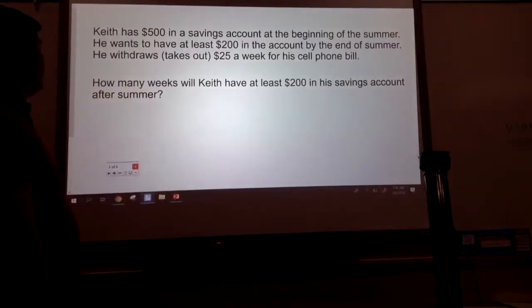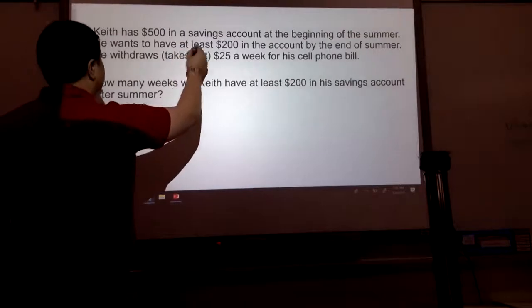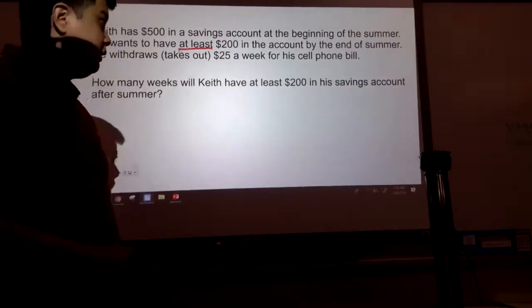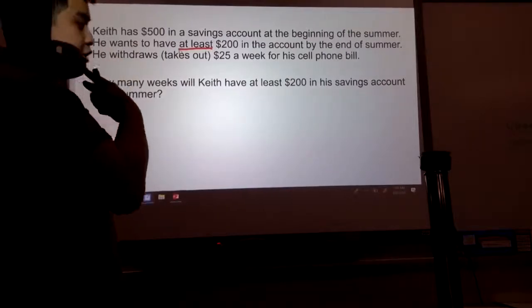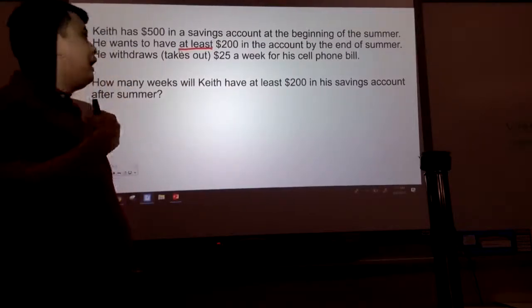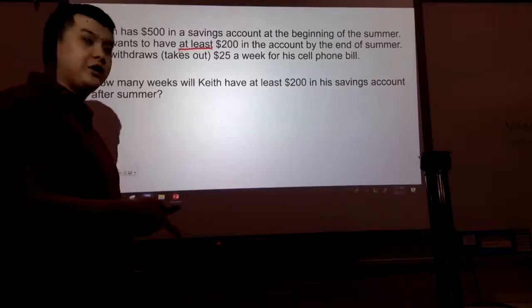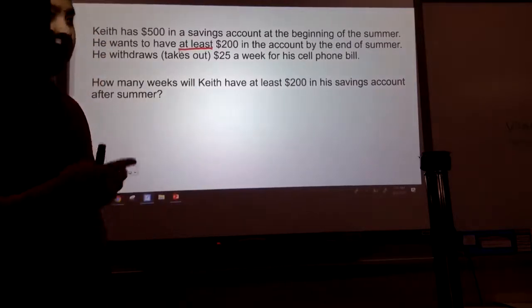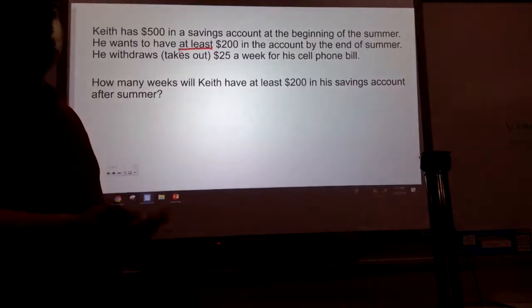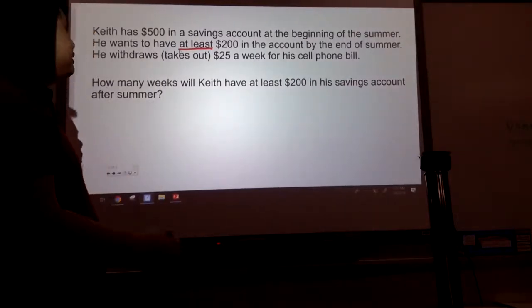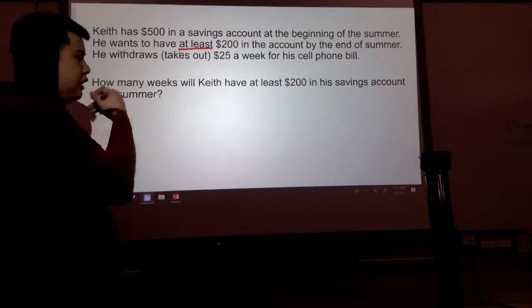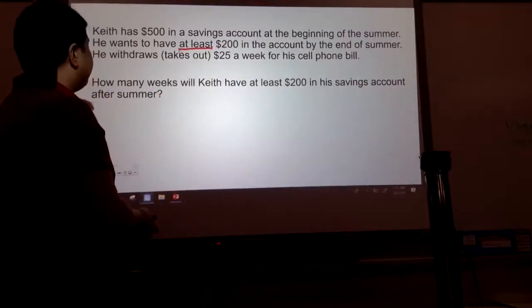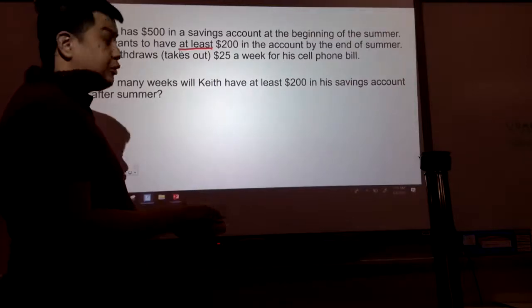So here, the words at least tell us that this is going to be an inequality problem. He says he wants at least $200. So can he have $200 at the end of the summer and be okay with that? Yes, because he wants at least that amount. He doesn't want more than, he wants at least that amount. So this is going to be a less than or equal to problem, or it's going to be a greater than or equal to problem.